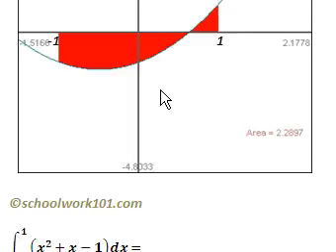So first off, area can't be negative. So what is -4/3? Well, what -4/3 is, is this total piece right here, and then we subtract off this, and our net is -4/3. But we need to find the actual area.